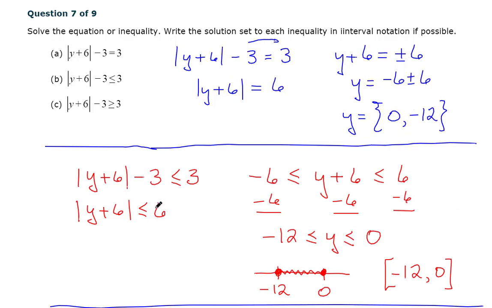In the second one, let me clean it up again. Move the 3, and so I get it this way, and it's looking back toward. So it turns into the trapped kind. Trapped in between the number and its negative. Subtract 6 from everything, and I get everything between minus 12 and 0.